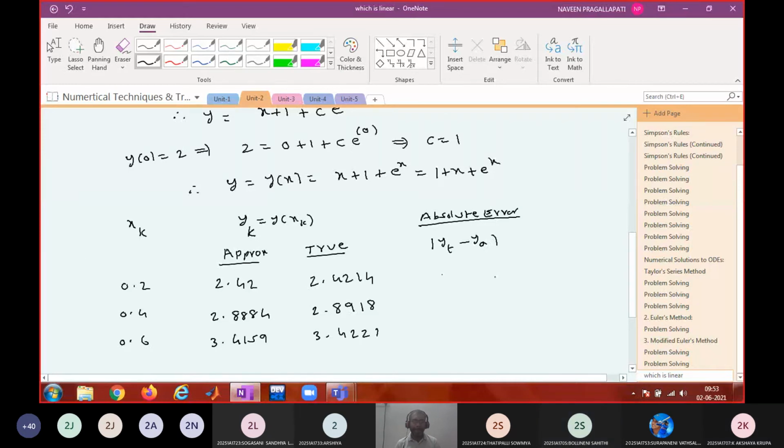0.0014, sir. Second one, 0.0034, sir. Next one, 0.0062. So from this absolute error, what can you say about the precision of the modified Euler's method for this problem?